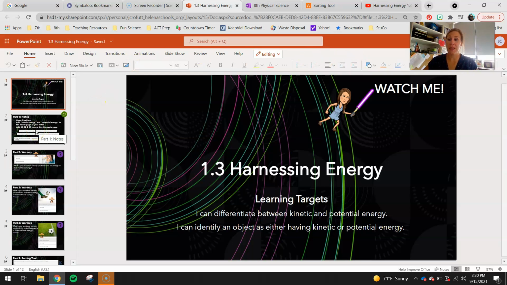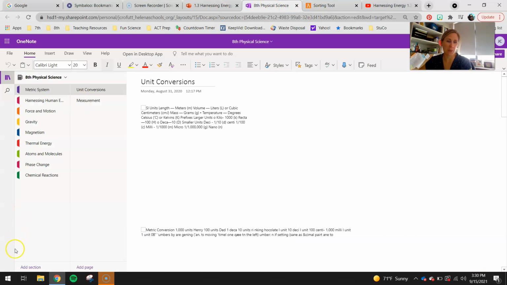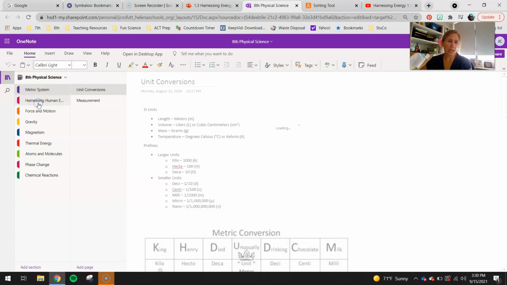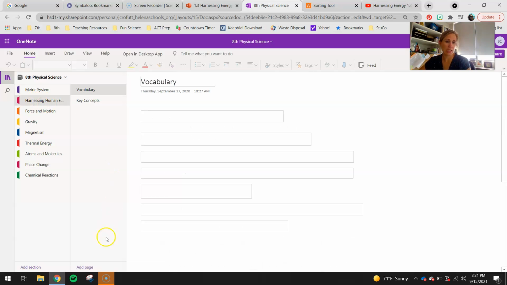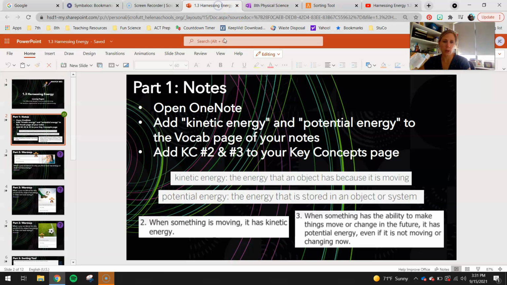So for your warm-up today, or your bell ringer, you needed to do two things. First and foremost, you need to add to your notes. When we did 1.1 Harnessing Energy, you should have set up your notebook by clicking add section, retitling it Harnessing Human Energy, and then clicking add page once and renaming both of your pages Vocabulary and Key Concepts. So for your assignment today, you need to add a little bit to both of those.